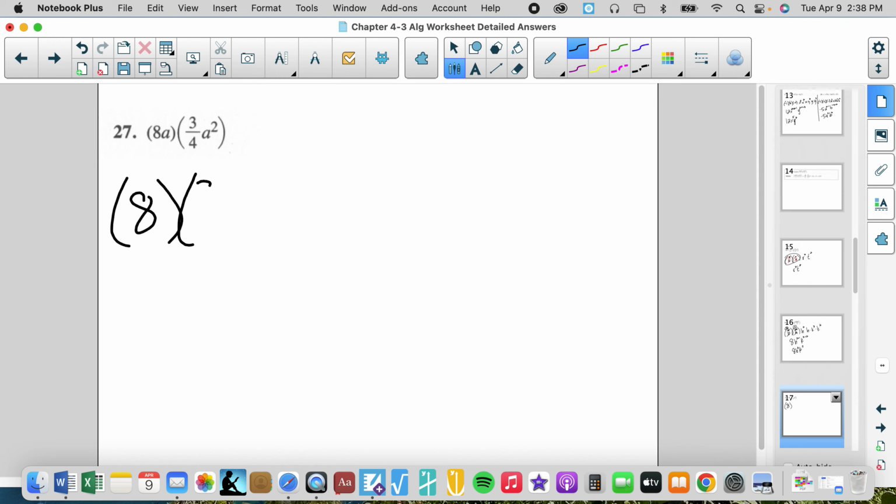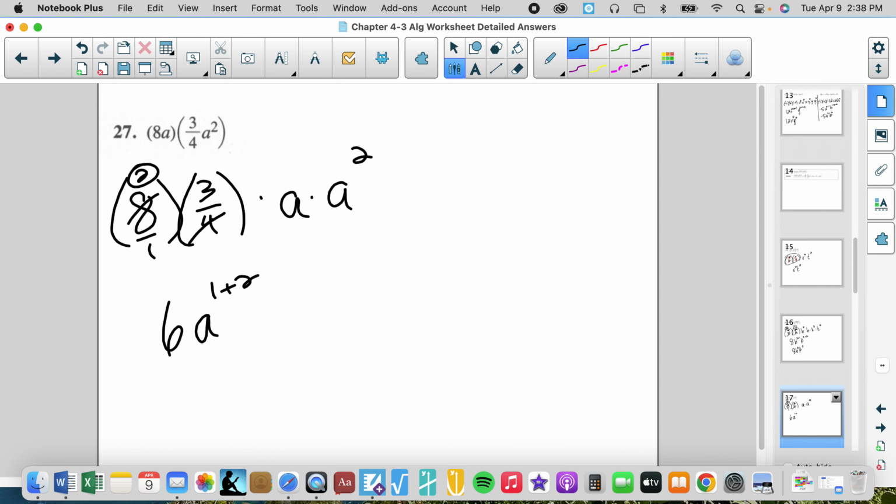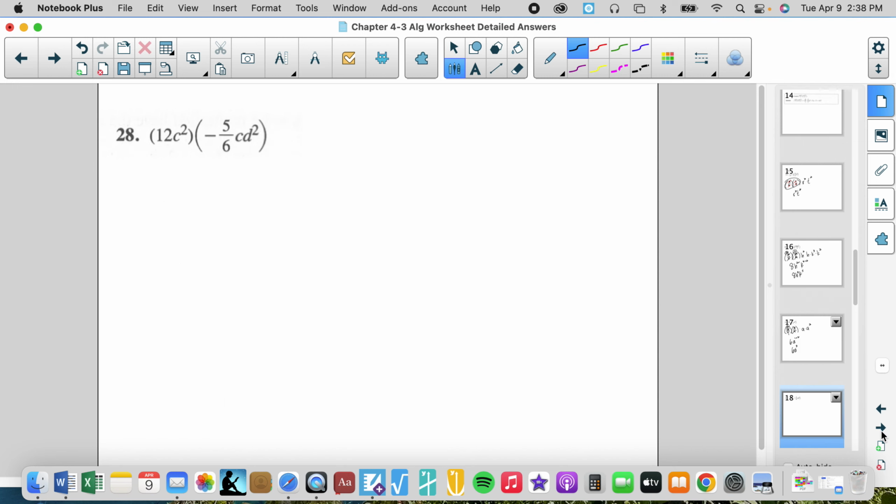8 times 3/4 times a squared. 8 becomes 8 over 1. The 4 cancels in the denominator with 8 in the numerator. 2 times 3 is 6. A to the 1 plus 2, or 6a to the third. We can do it just as fast.